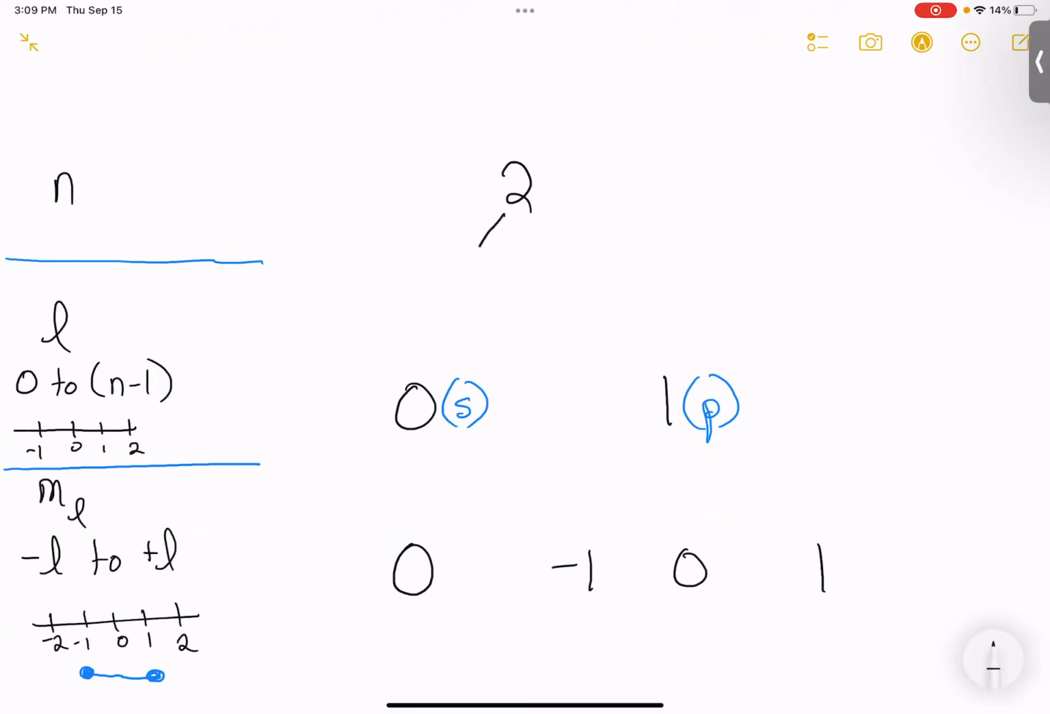So what we have is in the second shell, we have the S subshell, which has just one orbital because there's only one M sub L value. And we have a P subshell, which has 3 orbitals because there are 3 M sub L values.